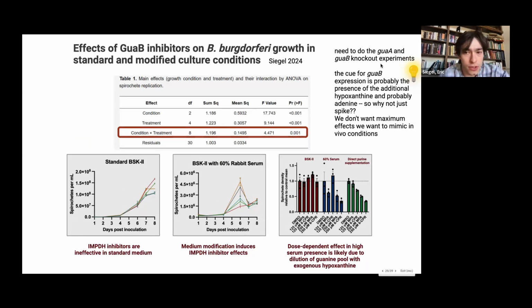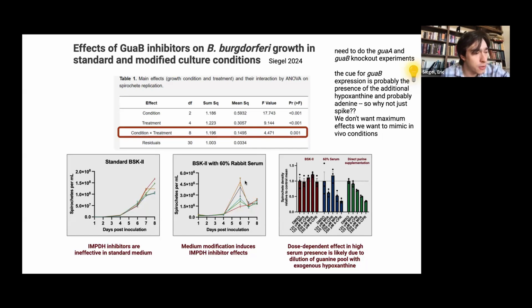I just want to note that we do still need to do the experiments with the guaB knockouts. I also have a note here, considering why we wouldn't just use the purine spike with this modified medium, if that's likely the cue for guaB expression. And the answer is that we want the results to be a good indicator of what we might see in vivo, not necessarily where the drugs would be the most effective.